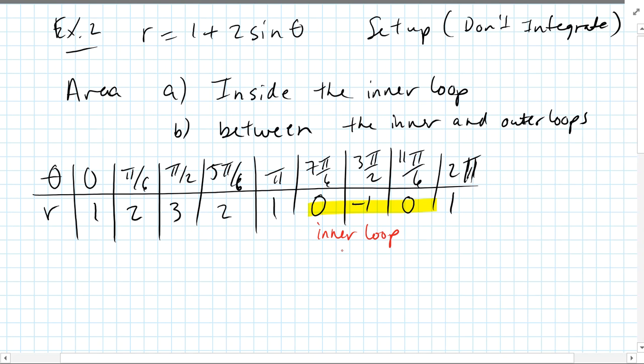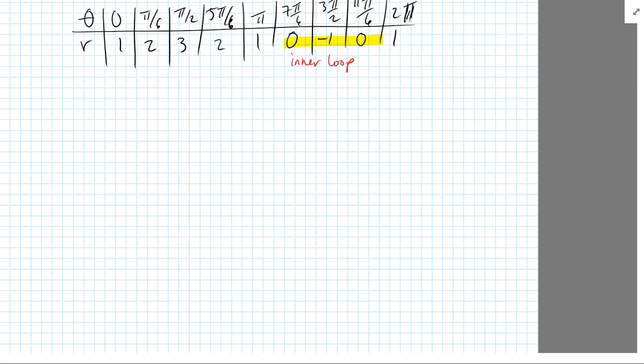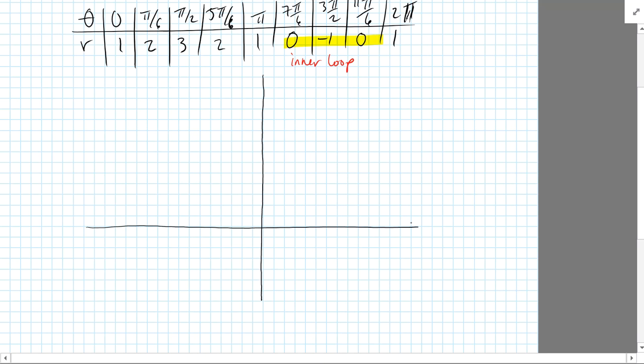So if I'm going to find the area of the inner loop, do I just need to integrate from 7 pi over 6 to 11 pi over 6? Yeah. But let me draw it for you so you believe me. You ready? Here we go. We're going to draw. My max value is 3, so 1, 2, 3 should be sufficiently large.